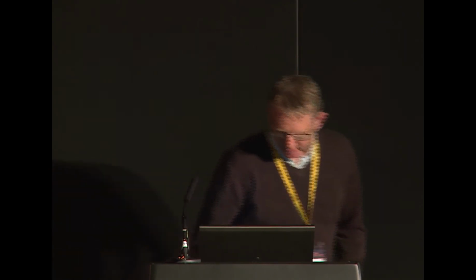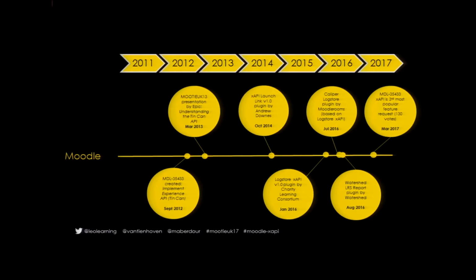And then finally, the Moodle tracker item. It's worth noting that if you can, log into the tracker now, and it needs 10 more votes and it will become the number one most requested feature in the Moodle tracker. So there's some real support out in the community to get that into Moodle core.